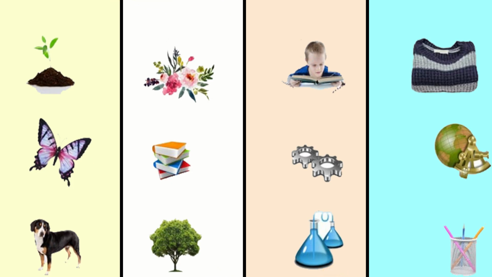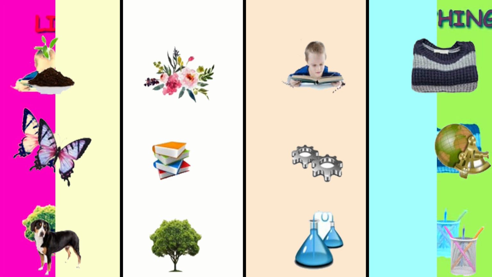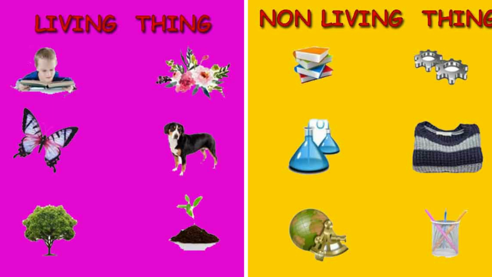See these pictures carefully, observe them. Now classify the things in two types, that is living thing and non-living thing. And in living thing, just think in your mind whether it is a plant or an animal. Okay, now I have classified the pictures that you have seen earlier in two types, that is living things and non-living things. The boy, the butterfly, the plant, the dog and the flowers, these all are living things. And books, this bag, this globe, this pencil box, all these are non-living things. I hope you got the difference between a living thing and a non-living thing.